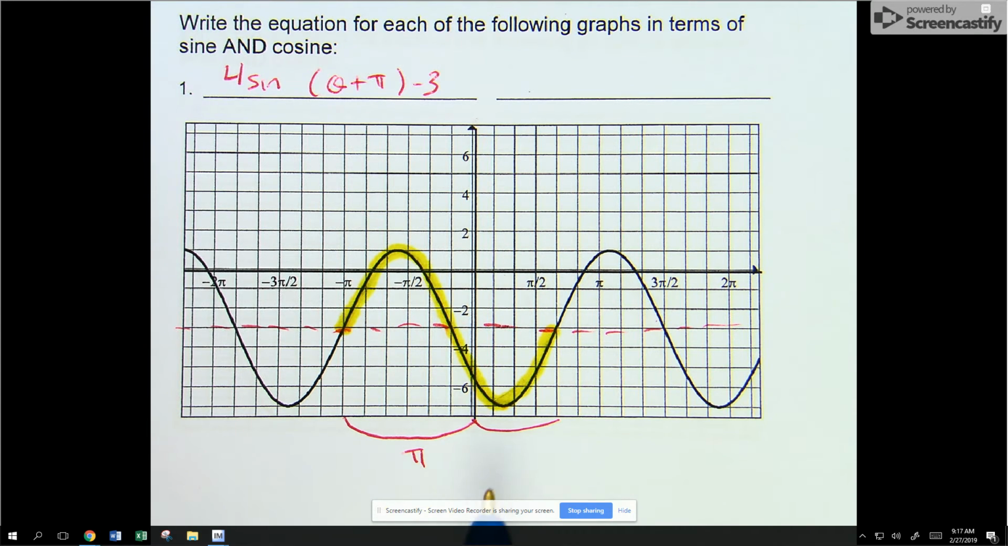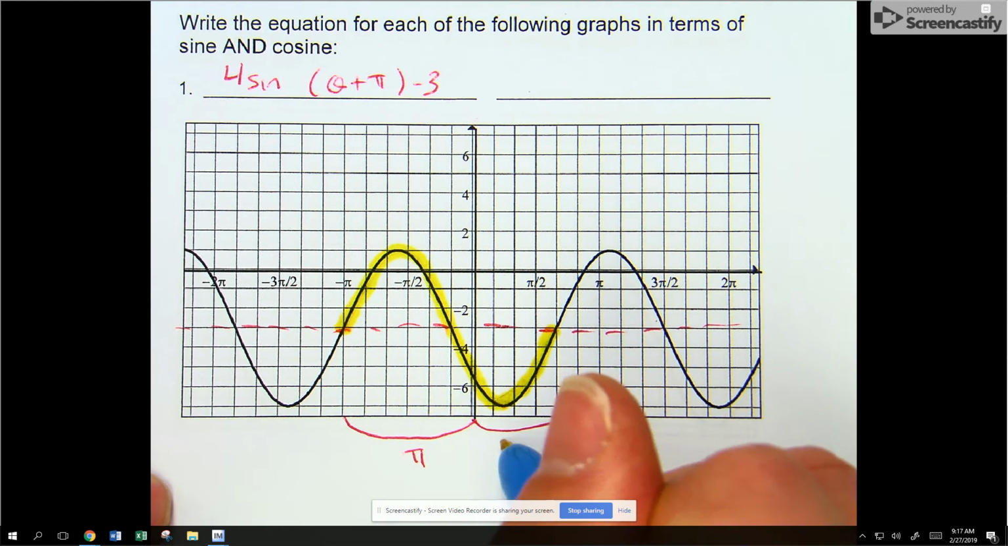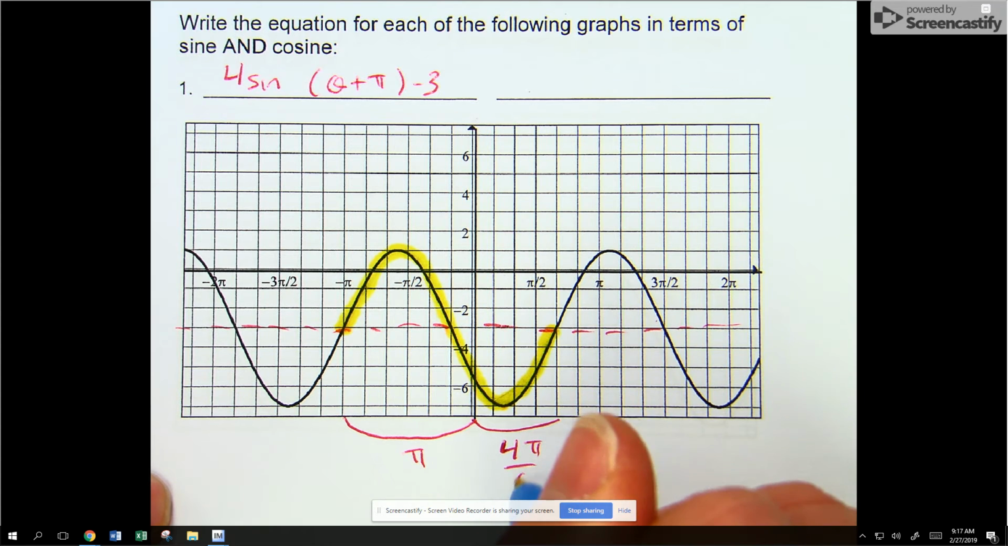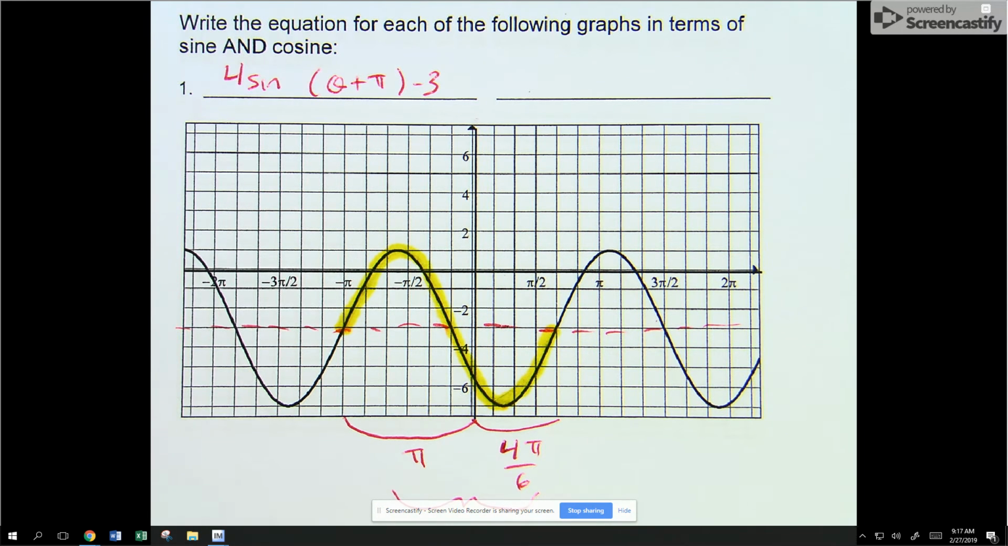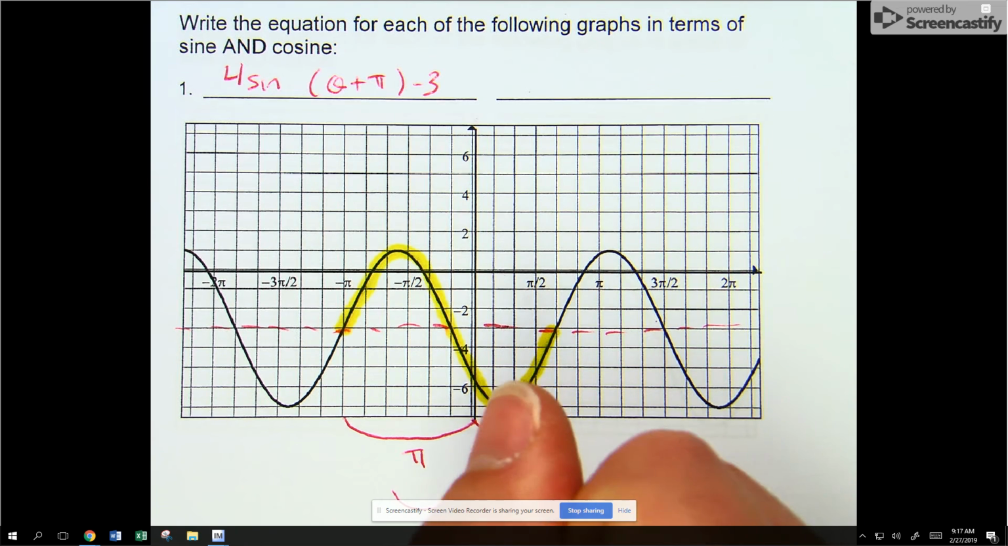So each tick mark is pi over 6. So that section is 4 pi over 6, which means my total here is pi plus 4 pi over 6, which is what? What's pi plus 4 pi over 6? 10 pi over 6.